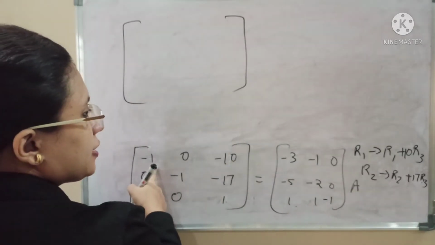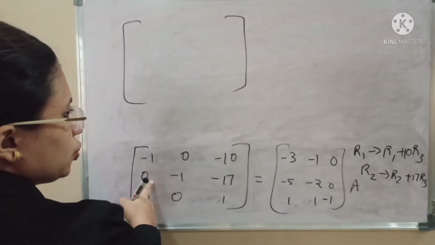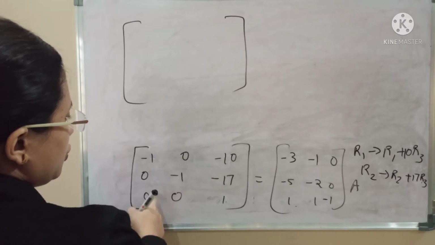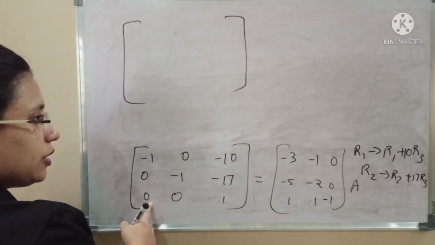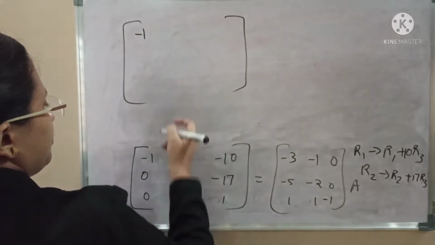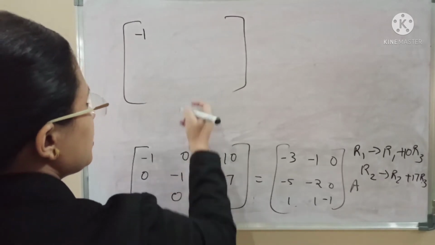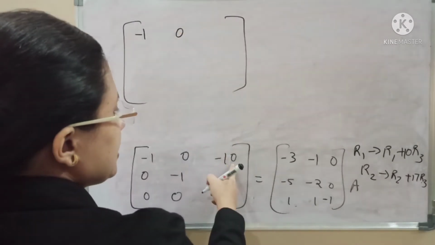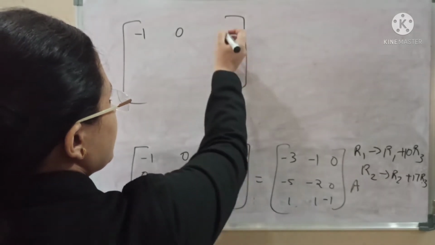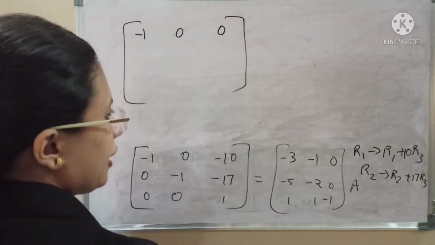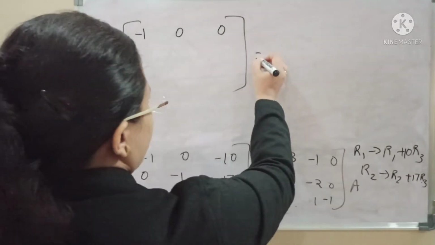R1 will be changing as R1 plus 10 R3. So 10 into 10 R3. So minus 1 plus 10 into 0 is minus 1. Now 0 plus 10 into 0 is 0. Minus 10 plus 1 into 10 will be 0. So first row we have converted.